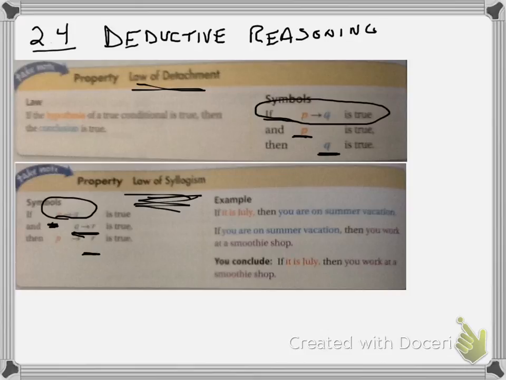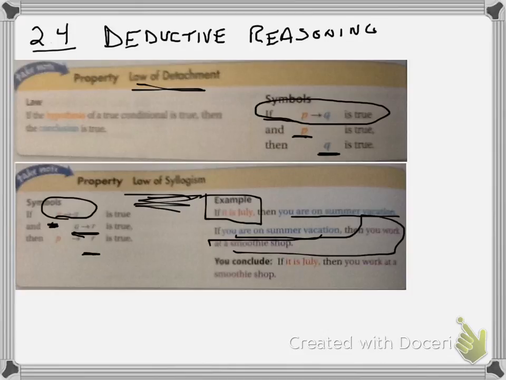So an example here is if it is July, then you are on summer vacation. And if you are on summer vacation, see how "you are on summer vacation" matches in both of them, then you work at a smoothie shop, you can conclude that if it's July, then you work at a smoothie shop.